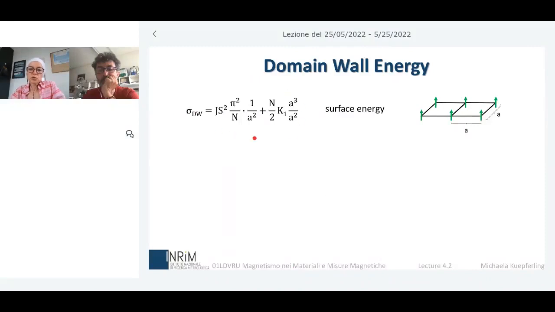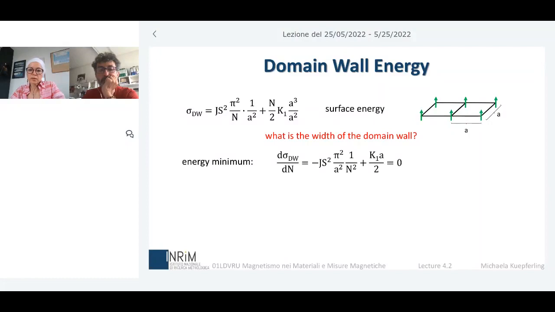Okay, let's put these two energies together and we have our domain wall energy. This is now a surface energy, so you have to divide by an elementary area, let's say. If you think about the lattice with a lattice constant of a, for example, for your spins, then you can do this easily in this way.